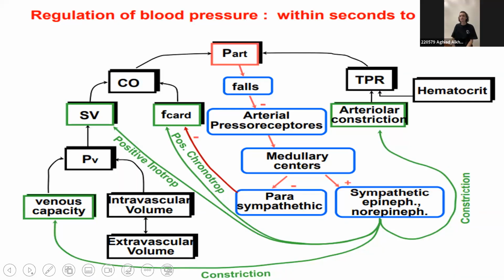This just shows you the regulation of blood pressure, how it happens within seconds to minutes. Blood pressure falls, sends signals to the arterial pressure receptors that the pressure has decreased. That goes to the medullary centers and sends signals to the sympathetic, increasing sympathetic output and decreasing the parasympathetic. This is more CVP related, but Dr. Shams loves to paint a full picture when it comes to his lectures.